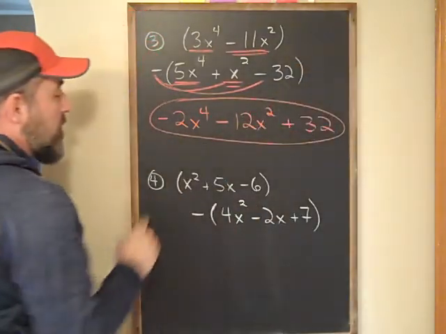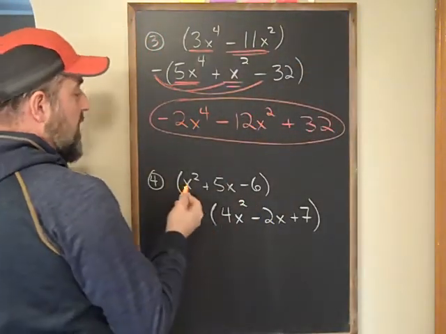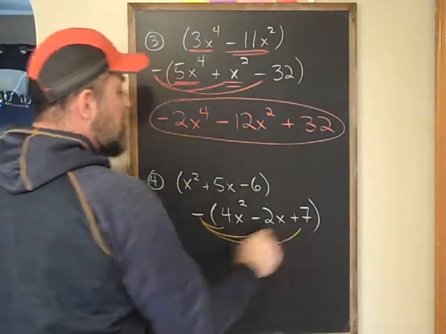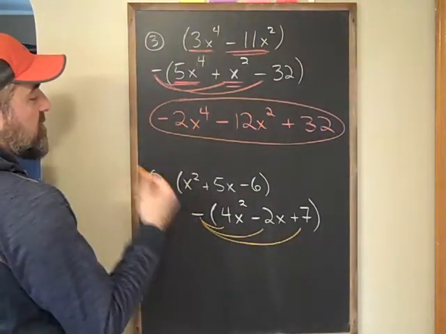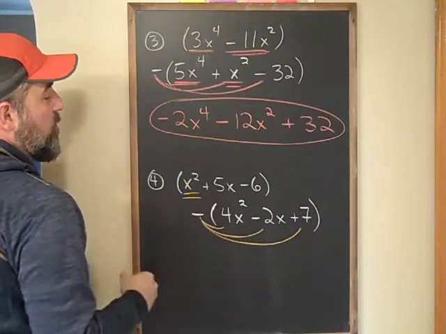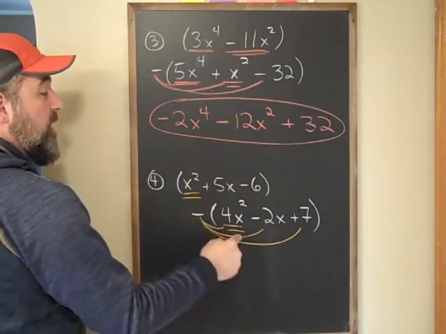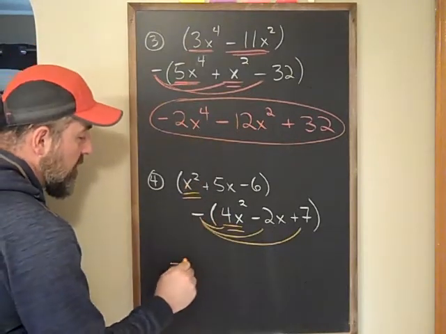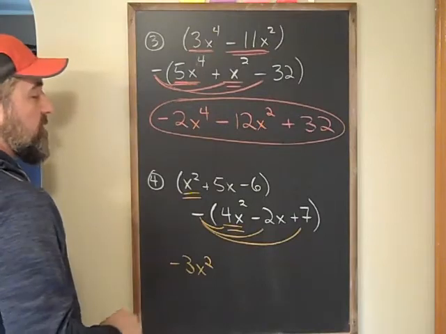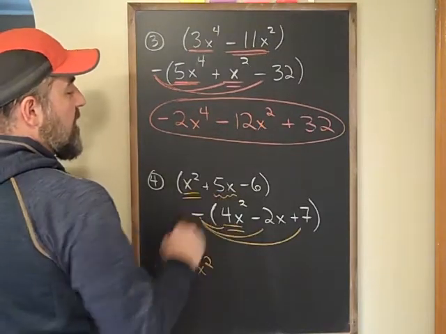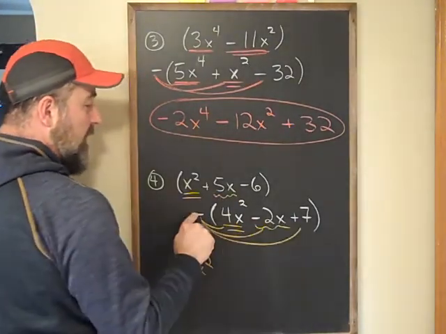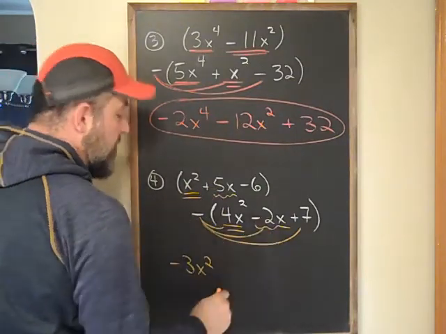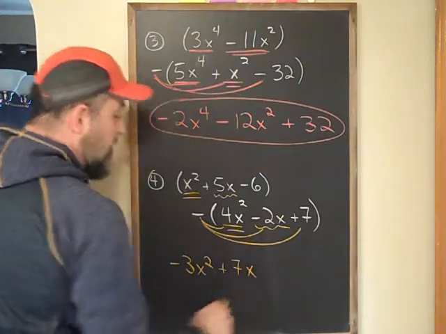Number 4 here, we're taking this minus this. Again, make sure you're applying that subtraction to all three terms. So let's start combining like terms. We have an x squared and we have a negative 4x squared. A positive x squared and a negative 4x squared makes a negative 3x squared. We have a positive 5x and we have a positive 2x. A positive 5x and a positive 2x make a positive 7x.